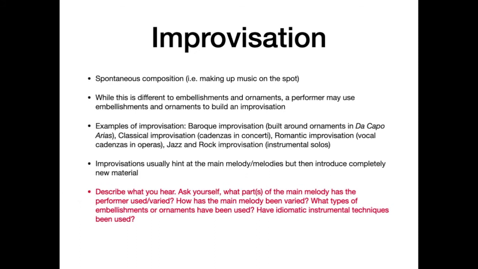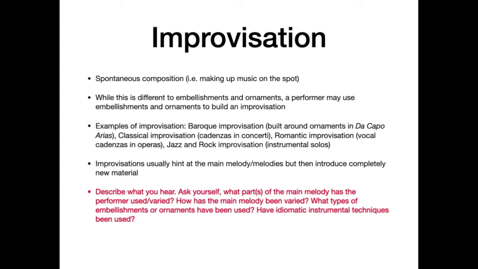So you want to describe what you hear. To do that, I would ask yourself, what part or parts of the main melody has the performer used or varied? How has the main melody been varied? What types of embellishments or ornaments have been used? And have idiomatic instrumental techniques been used? What do we mean by that?